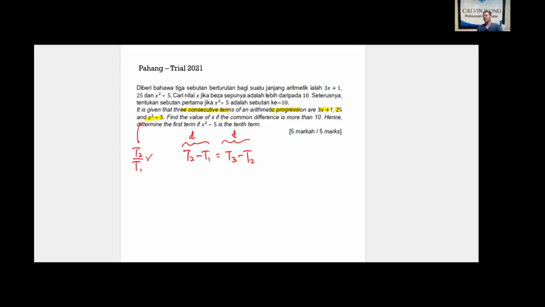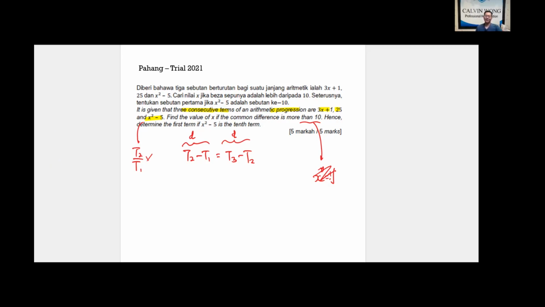Find the value of x if the common difference is more than 10. Kenapa pula? Okay, I think the reason is the x that you get, you must have a plus minus something. So they say it's more than 10. Be careful. There must be one answer less than 10, another answer more than 10. So if you get both answers more than 10, that means your working is wrong. If you get both answers less than 10, that means your answer also is wrong. Unless they are so tricky. 很贱哦. Okay, 不会啦, it won't be like that one.